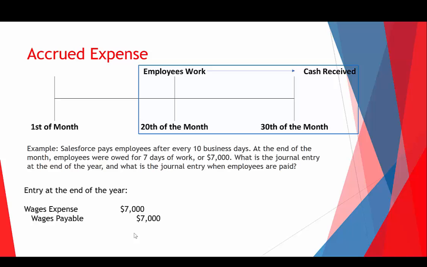Let's say next period they work the extra 3 days, and then we pay them. When we pay them, we're paying them for the 7 days they worked last period and 3 days they worked this period. So we're paying them for 10 days, but we don't record all 10 days of expense in this period because we already recorded 7 days of expense last period, only 3 days of expense this period. So when we pay them for the 10 days, we are going to debit wages expense for the 3 days that we owe them money for this period, which will be $3,000.